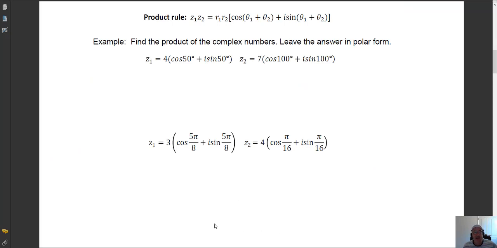All right, now the next concept we're going to work on is what's called the product rule for complex numbers, and it is on the top here. And it says if you have two complex numbers, z1 and z2, in order to multiply them together, so I've got some examples down below here, you will take the two moduli, or the r values, and multiply them together. And then on the angles, or the arguments, you just simply add those together. All right, so we'll go ahead and use this rule here.